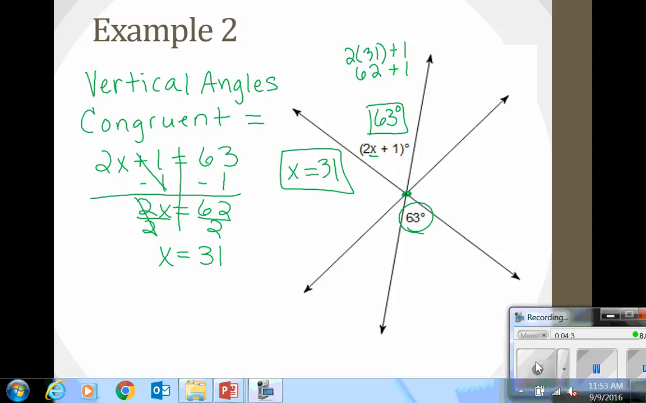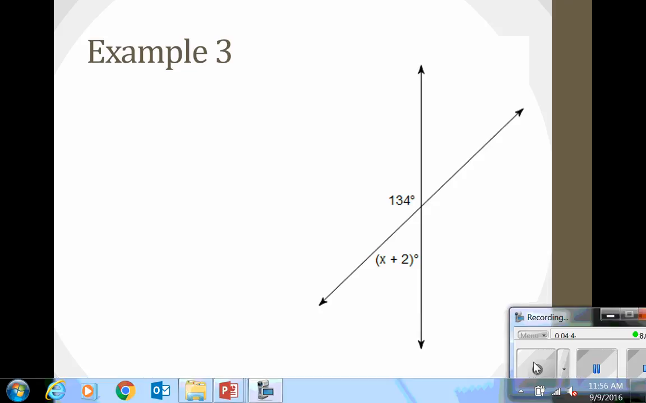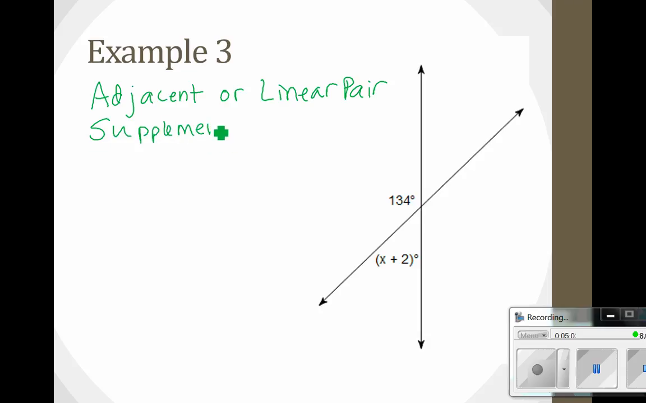Here is the last example, example 3. And as before, draw the picture, label it, and write down the relationship between the two angles that are given. These are going to be adjacent angles or linear pair because they make a straight line. And because we know they make a straight line, they are supplementary, which means they equal 180 degrees when added together.